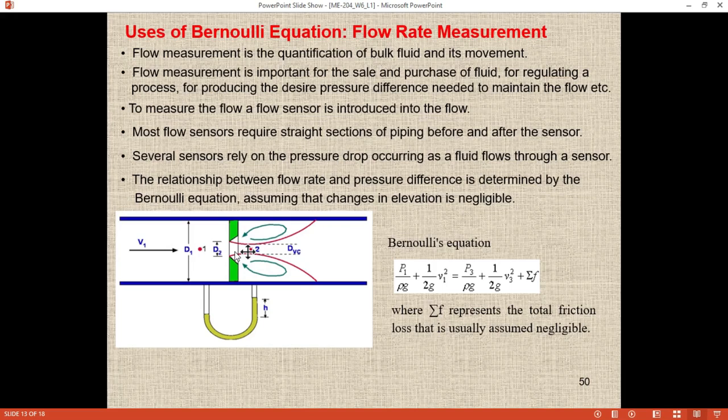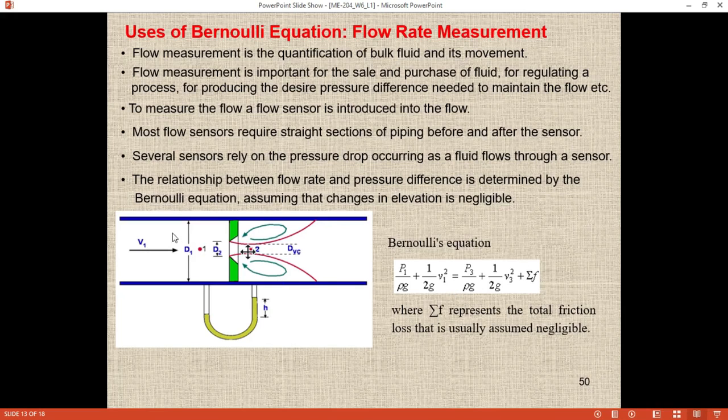To calculate the pressure across the orifice, apply the Bernoulli equation between the inlet section and the exit section. Consider this is point 1 and this is point 2 or 3. It indicates that the total energy at point 1 is equal to the total energy at point 3, plus the friction losses, where sigma f represents the total friction loss. It is usually assumed negligible if we are dealing with ideal fluids, where sigma f is 0, but if we are dealing with actual fluid, this will not be equal to 0.